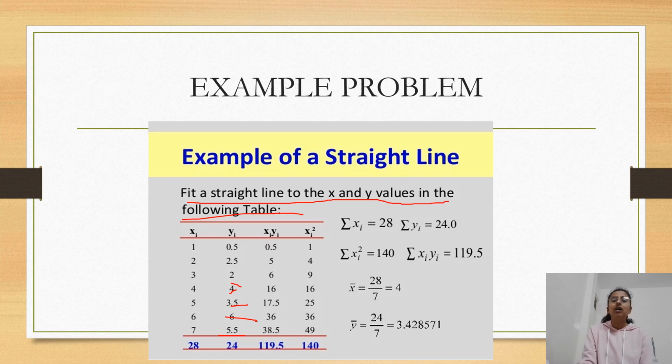After calculating xy and x square, we need to find the straight line. For the straight line, we have to know the formula. X bar is equal to the sum of x divided by n. N is 7, and the sum of x values is 28, so 28 divided by 7 is nothing but 4. After finding x, we need to see y. Y bar has n as 7, and the sum of y is 24. 24 divided by 7 is nothing but 3.42857.